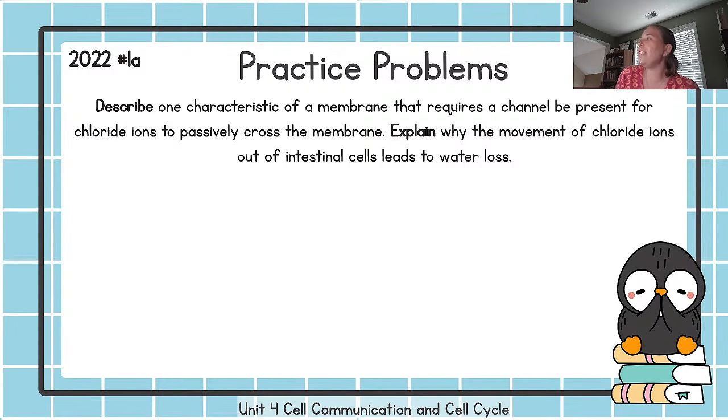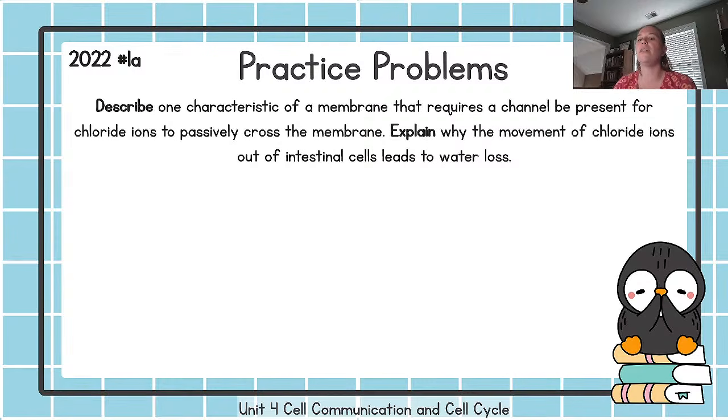So describe one characteristic of a membrane that requires a channel to be present for chloride ions to passively cross the membrane. So thinking to myself, okay, so chloride ions, an ion, and as I go through these, you're welcome to answer in the chat yourself. Usually by the time that I get to the answer, you've already had a moment to see the question and also answer it yourself. So you're welcome to type in the chat and try to give an answer.